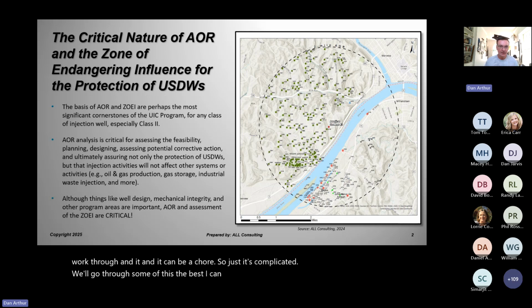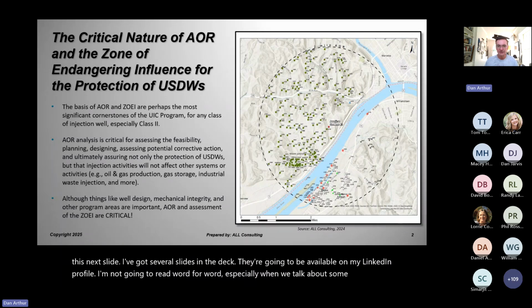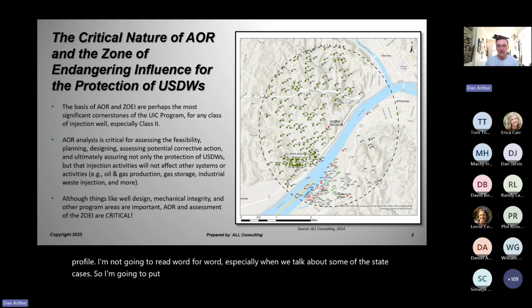I'm going to warn you here as I push forward to this next slide. I've got several slides in the deck. They're going to be available on my LinkedIn profile. I'm not going to read word for word, especially when we talk about some of the state cases. So I'm going to put some burden on you to try to move forward and work through these. If you want to study the slides in more detail, they'll be available.